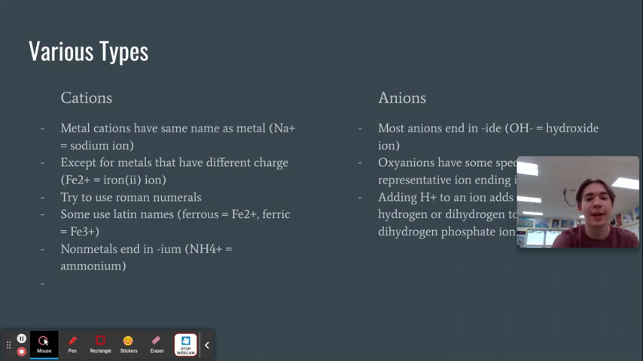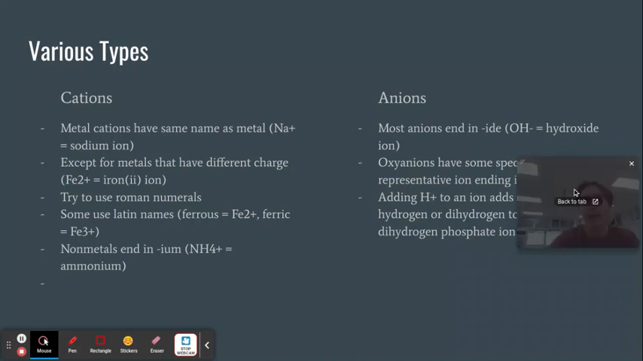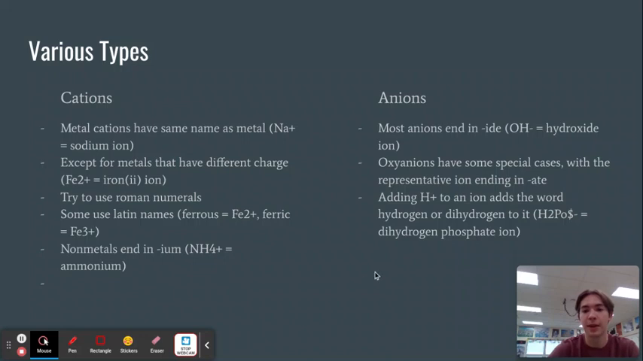Adding an H+ ion or two to any given ion adds the hydrogen or dihydrogen beginning to it. So H2PO4-, sorry, another typo, that would be the dihydrogen phosphate ion instead of just the phosphate ion.